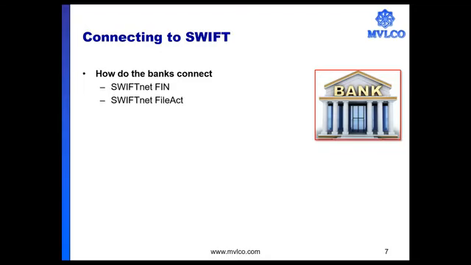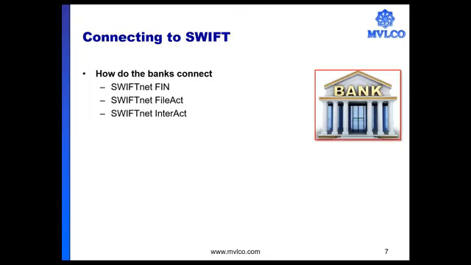So the second mechanism which we have is called SwiftNet FileAct, again enabling the banks to send a bulk file containing large payment messages to other banks. The third system is called SwiftNet Interact. Like the FIN service, Interact will enable the exchange of a message on a message to message basis. That means you are not uploading a bulk file here. You are creating one message and sending messages one by one. It supports here also the exchange of proprietary formats.